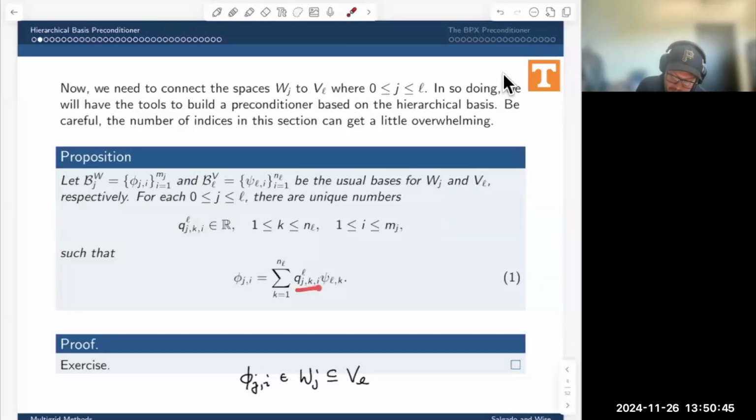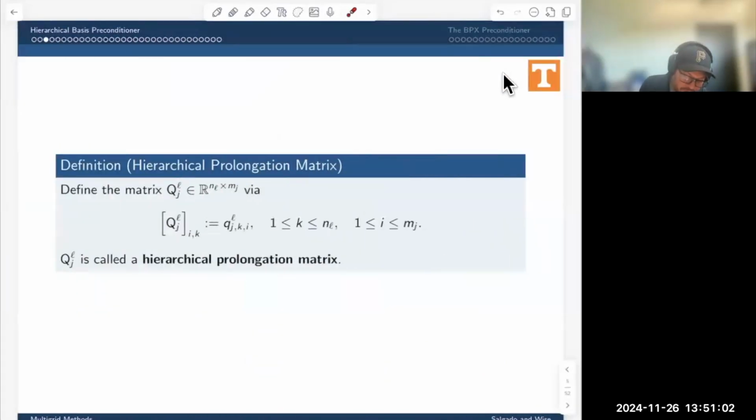Now this gives us these elements of these Q matrices that we're going to construct. But let's be really careful, because now I'm going to invert some indices like, I guess, an idiot. Well, we'll see. Okay, so we're going to define the Q matrix QLJ. The way you should write this is as QJL, which is going to link WJ and VL.